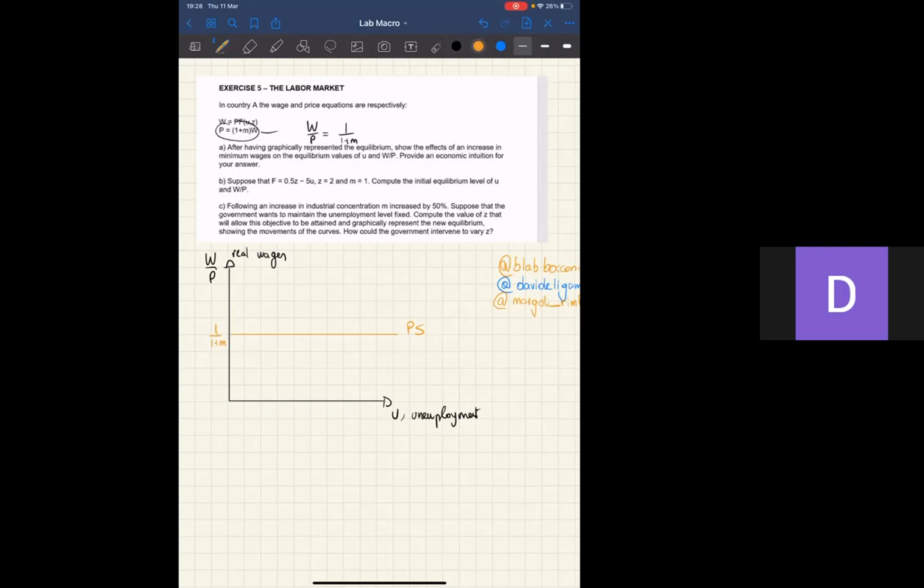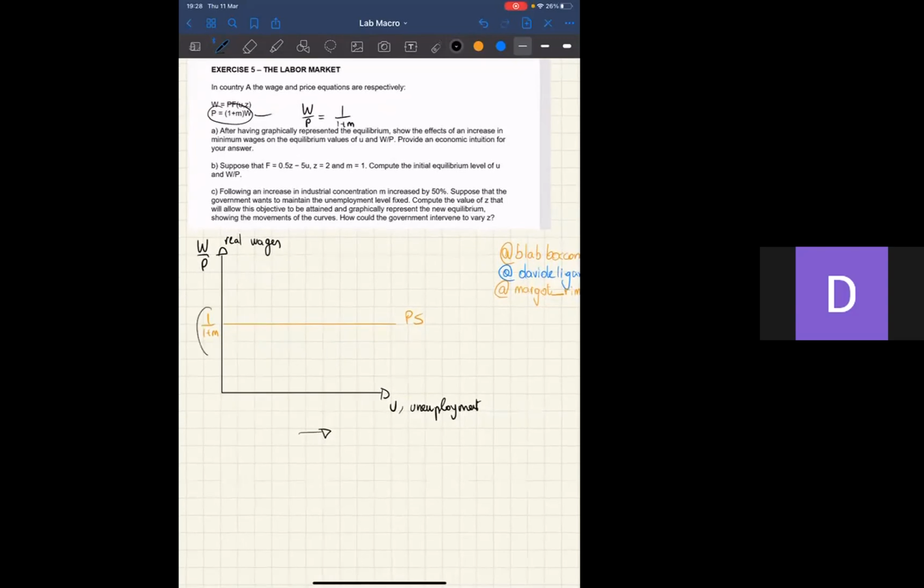And why is it horizontal? Once again, because the price that the firms are going to be charging is independent of unemployment. They don't care about how many people have a job or not, because they're just going to charge the price that is related to wages. So as unemployment increases, the price that they're going to be charging stays at 1 over 1 plus M. And you can see it from the fact that it's horizontal. What is actually changing with unemployment, as we said before, is the wage setting, which is this equation over here.